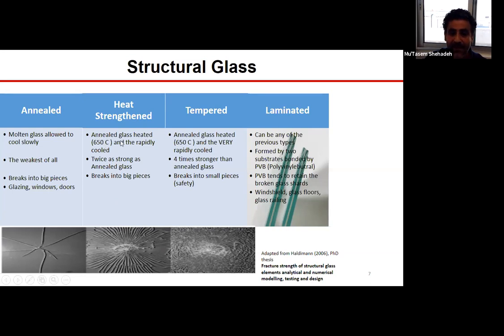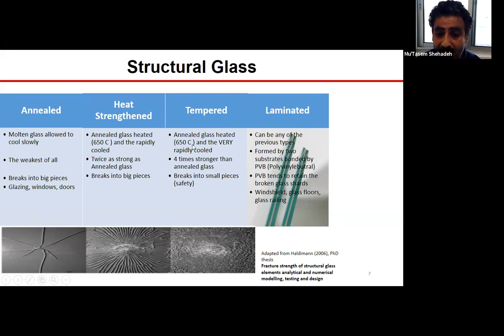This can be done by a process called heat strengthening. The sample that is annealed can then be heat treated. It can be heated to a degree close to 650 degrees, and then rapidly cooled to room temperature. With this, the strength will increase by a factor, as I mentioned, of 2, and the fracture pattern of such samples will be similar to what you see here in the figure. It is very similar to the annealed case, but the size of the fractured pieces will be smaller.